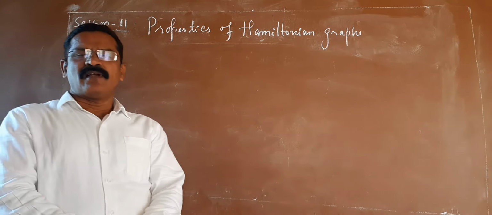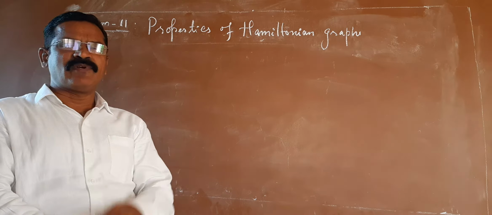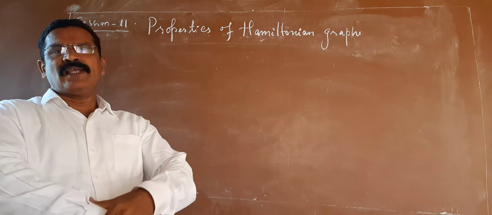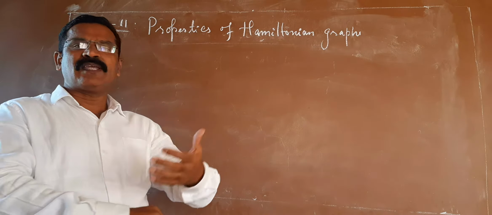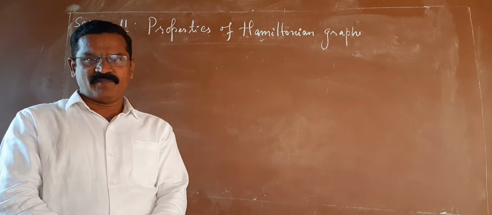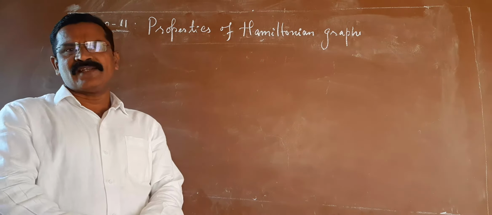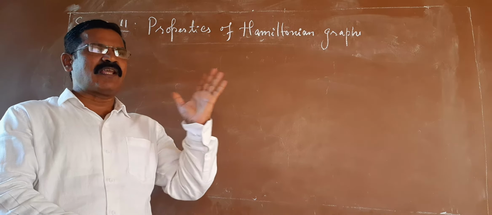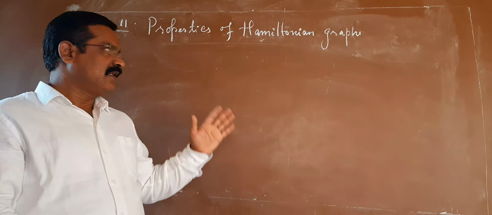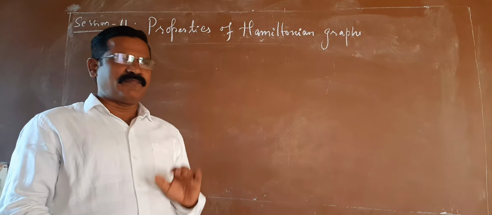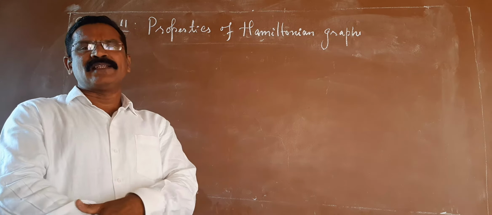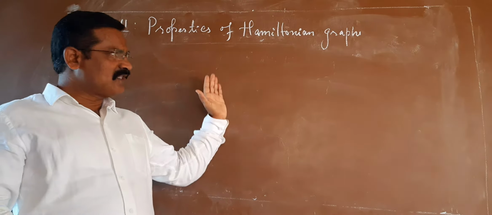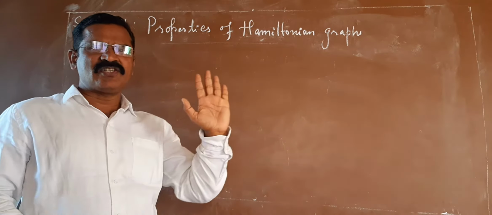Dear students, already in the previous classes we have discussed about Eulerian graph, Hamiltonian graph, even we have given the characterization of Eulerian graph. Very interesting thing is that for the Eulerian graph there is a characterization. You know already what is Eulerian graph. The graph is said to be Eulerian if it contains an Eulerian cycle. So definition is different and the characterization is different.